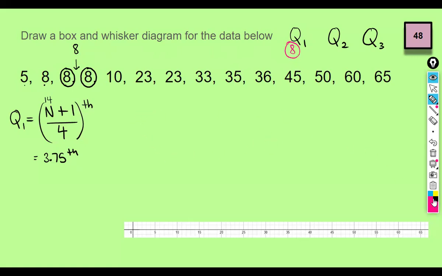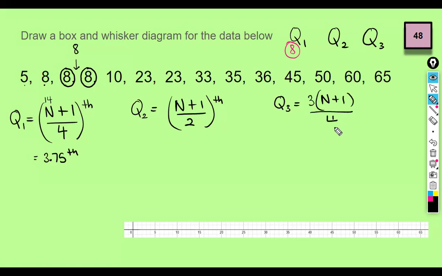To find Q2, you're using this formula, n plus 1 divided by 2, and you apply the same concept. This formula will give you the position of Q2, better known as your second quartile or your median. Q3 is n plus 1, you multiply the top by 3 and divide it by 4. Apply the same concept for all three of them. Send your answers across, I know you're doing it, and then I will reveal my answers.